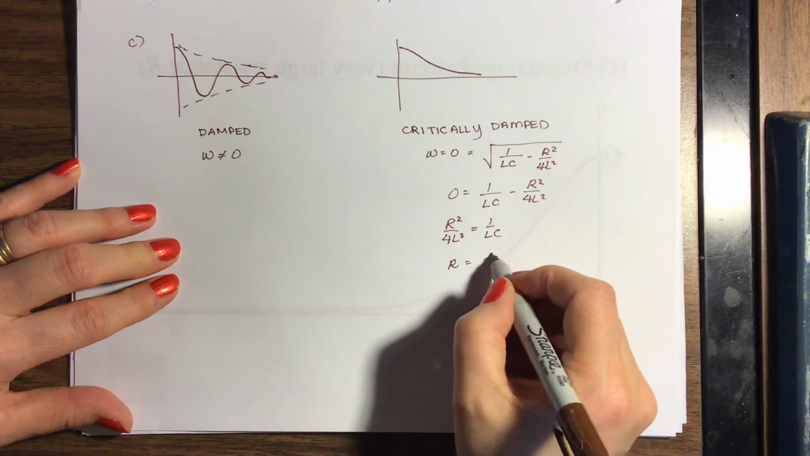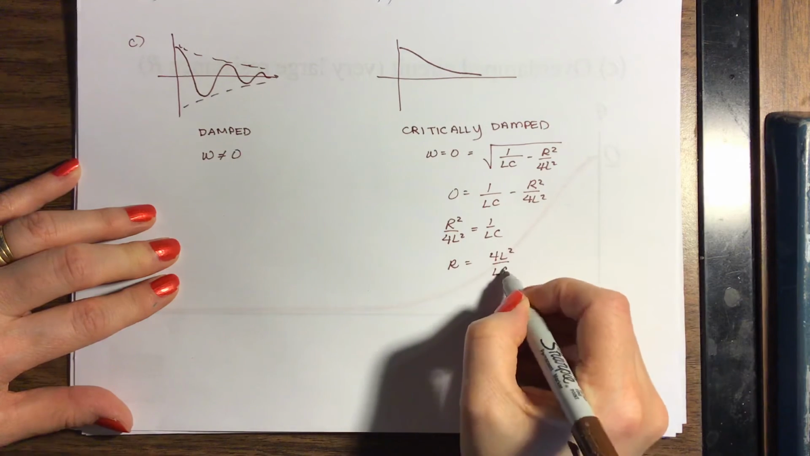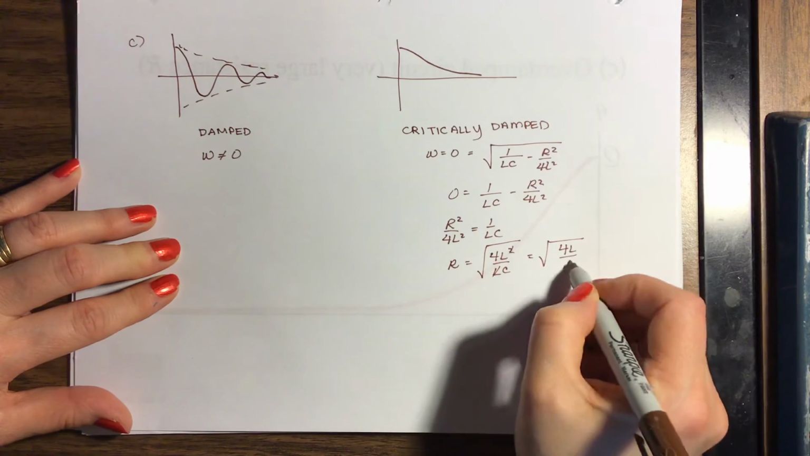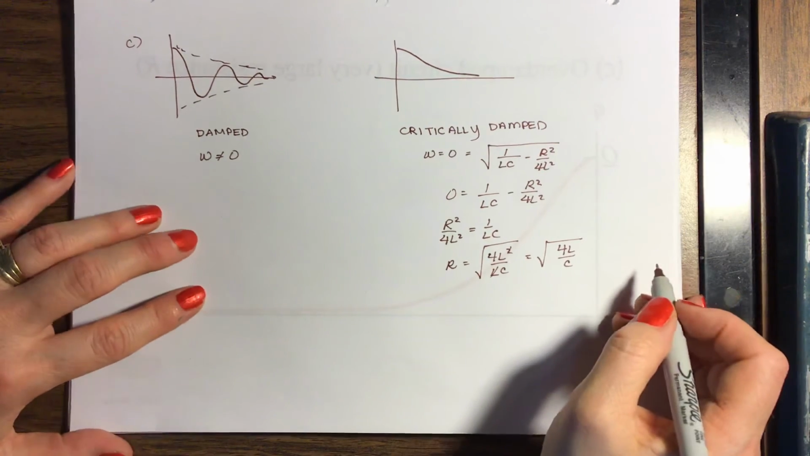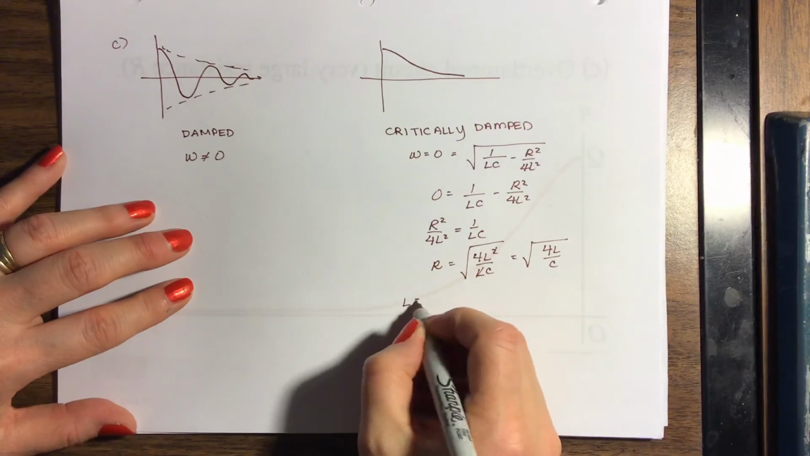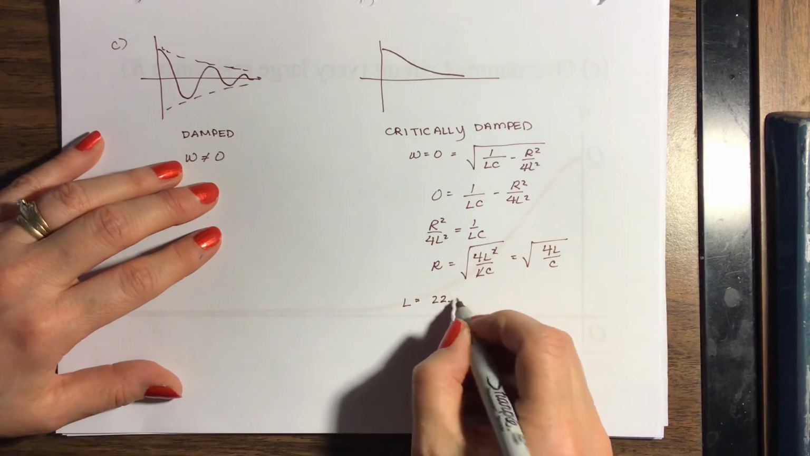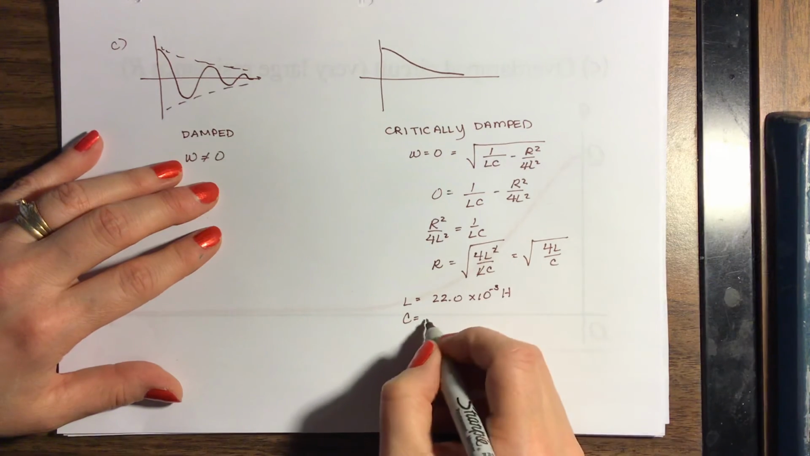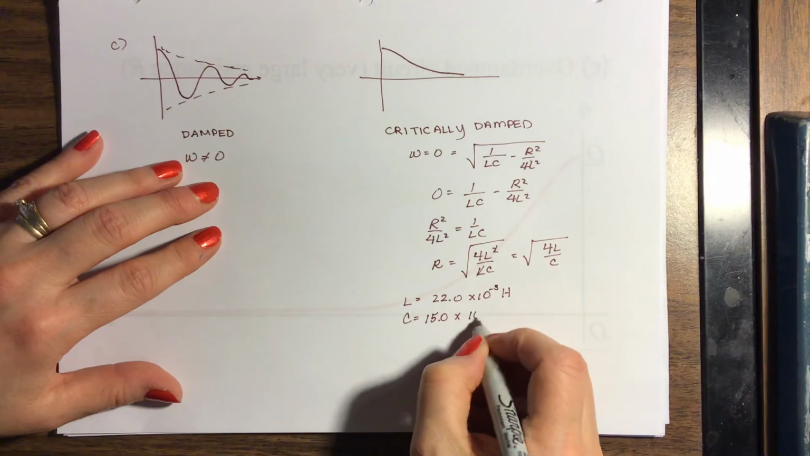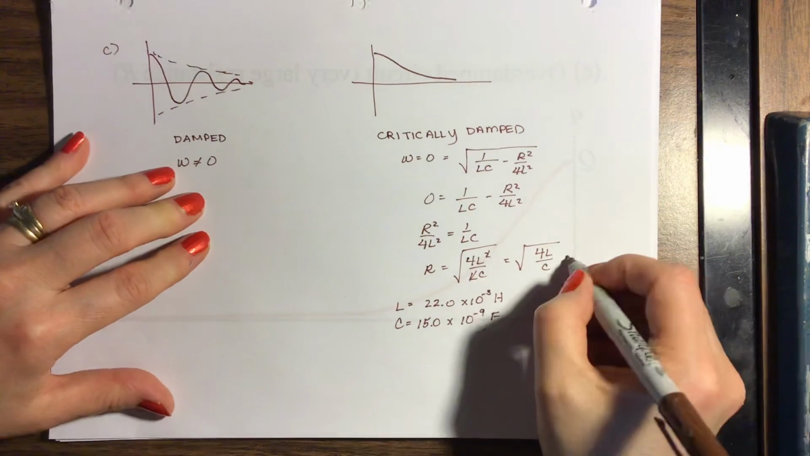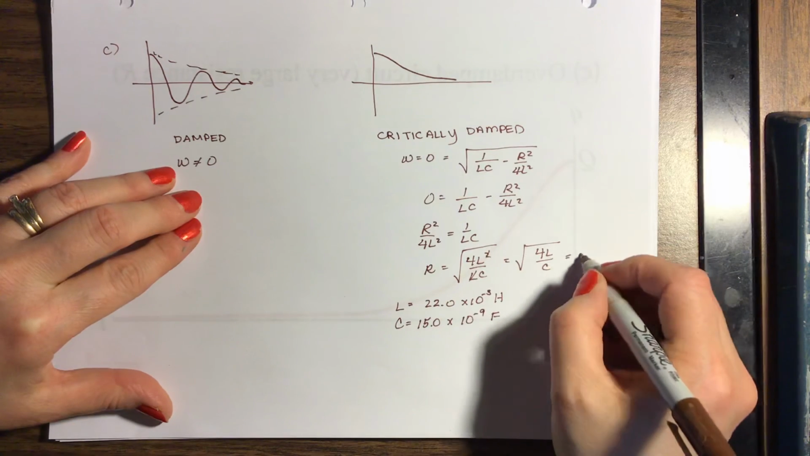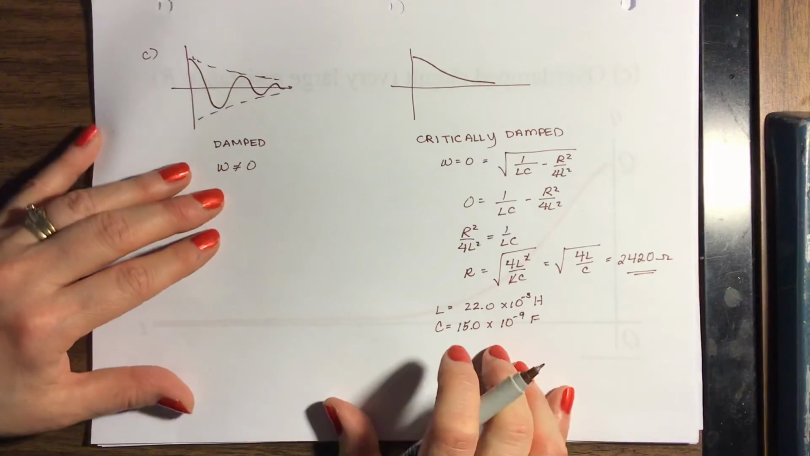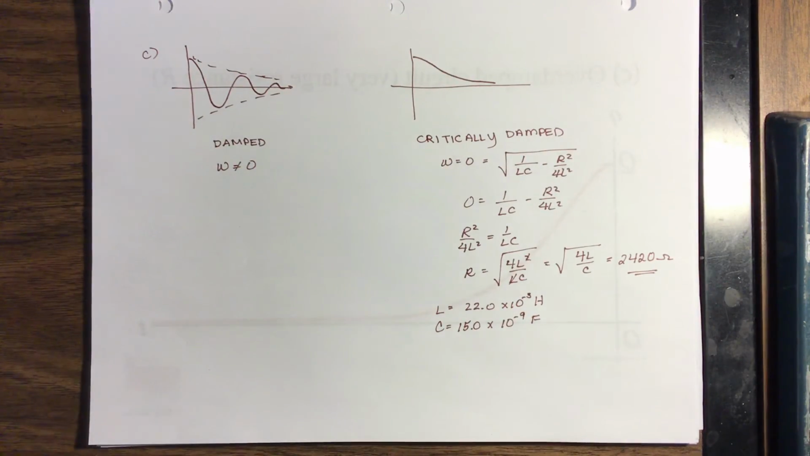So R squared is going to be 4L squared over LC. Take the square root: 4L over C, or 2 times the root of L over C. We know that L was 22 millihenries. And we know that C was 15 nanofarads. So that gives us a resistance of 2,420 ohms. So if we pop in that resistor, the oscillation will die off very quickly without oscillating.